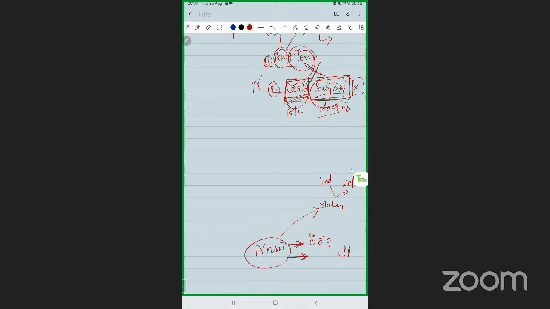Either it can be definite or it can be indefinite. What is the sign of definite? Anybody? What is the sign of definite? Al. Al is the sign of definite. Although we know al has many meanings, the general meaning is the and all. And what is the sign of indefinite? The sign of indefinite is tanween.